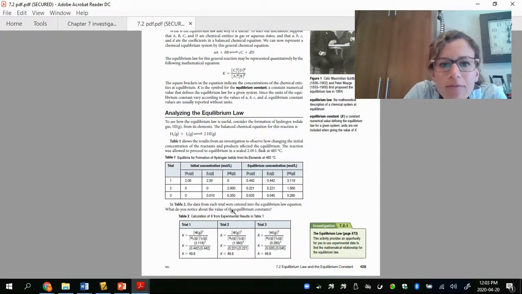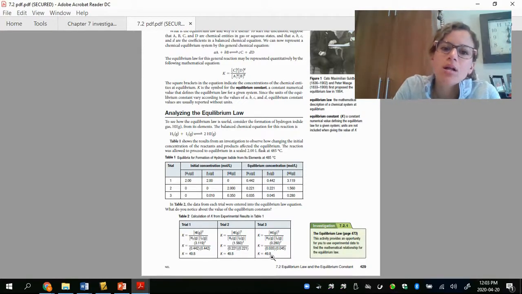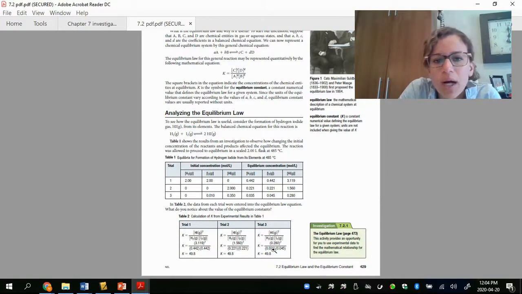Then the data from each trial was entered into the equilibrium law equation, which is K equals the concentration of the products divided by the concentration of the reactants. And what do you notice about the value of the equilibrium constant? We did trial 1, trial 2, trial 3, and notice all the KEQ values are the same. So that means the equilibrium law is correct, right? Because they did several trials, experiments, and it proved it correct.